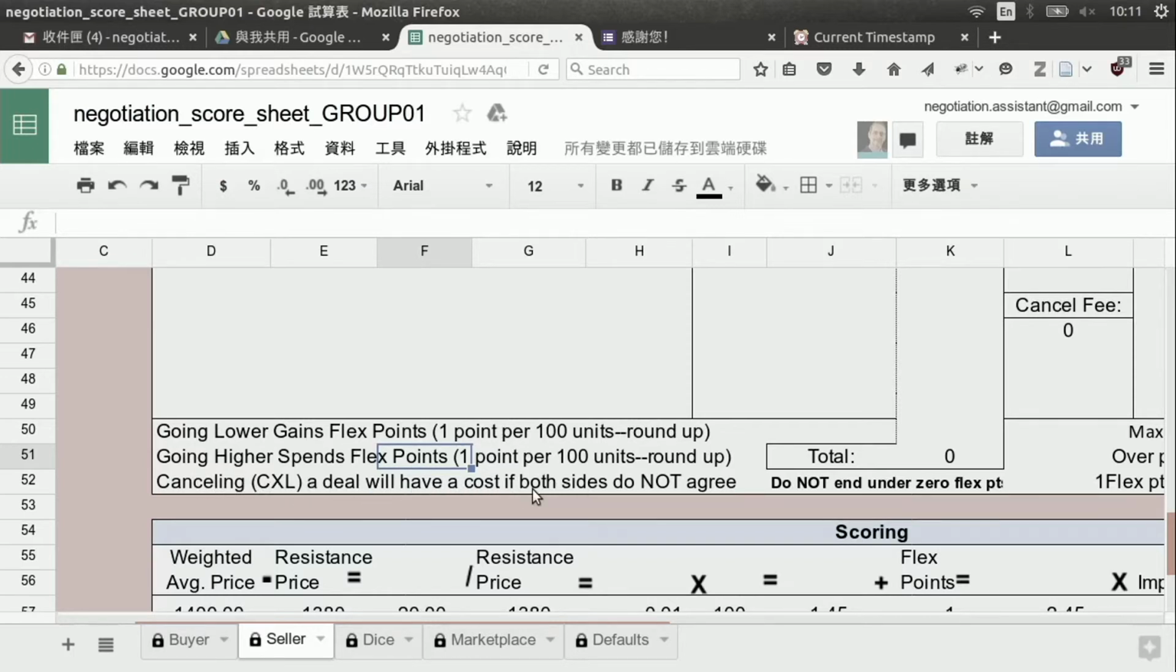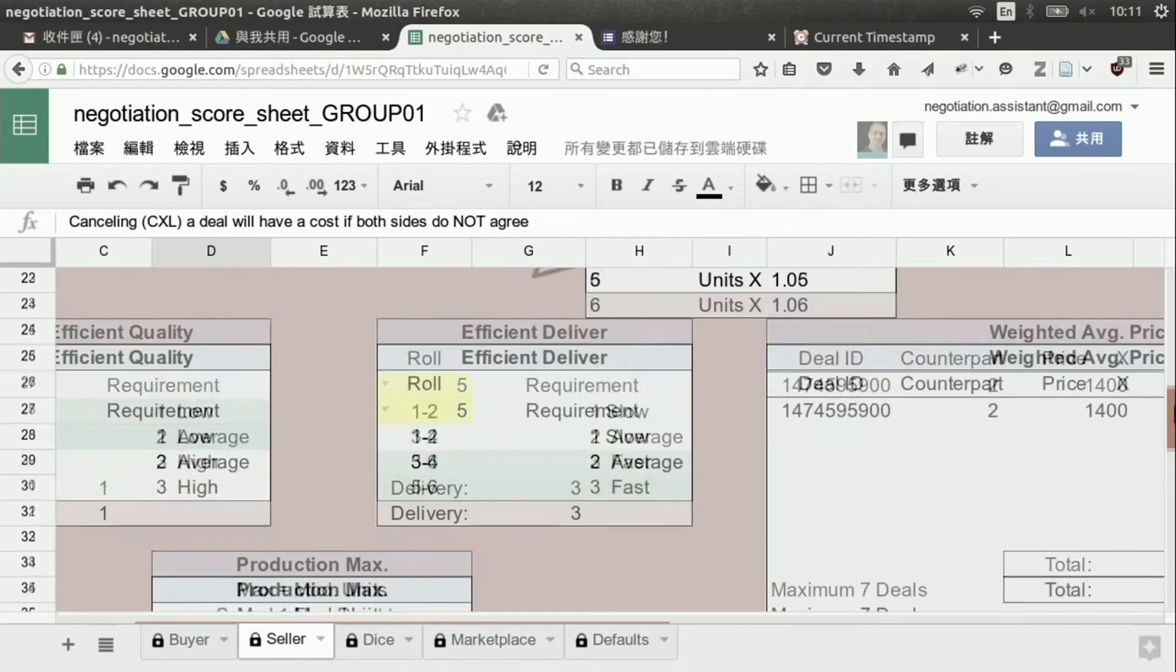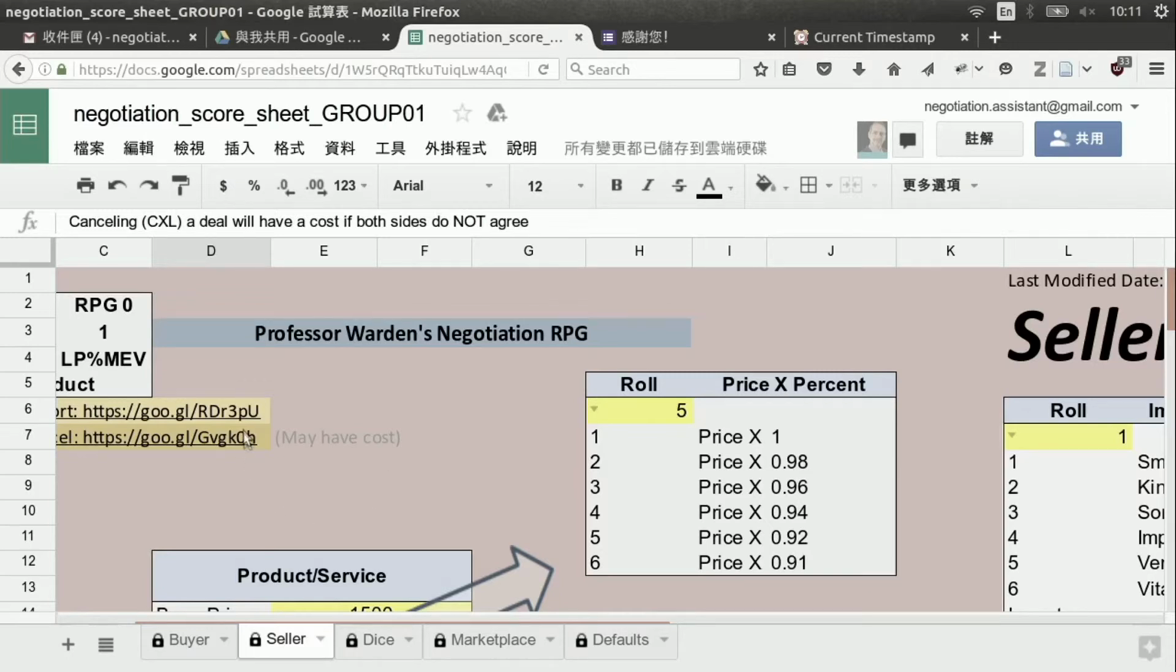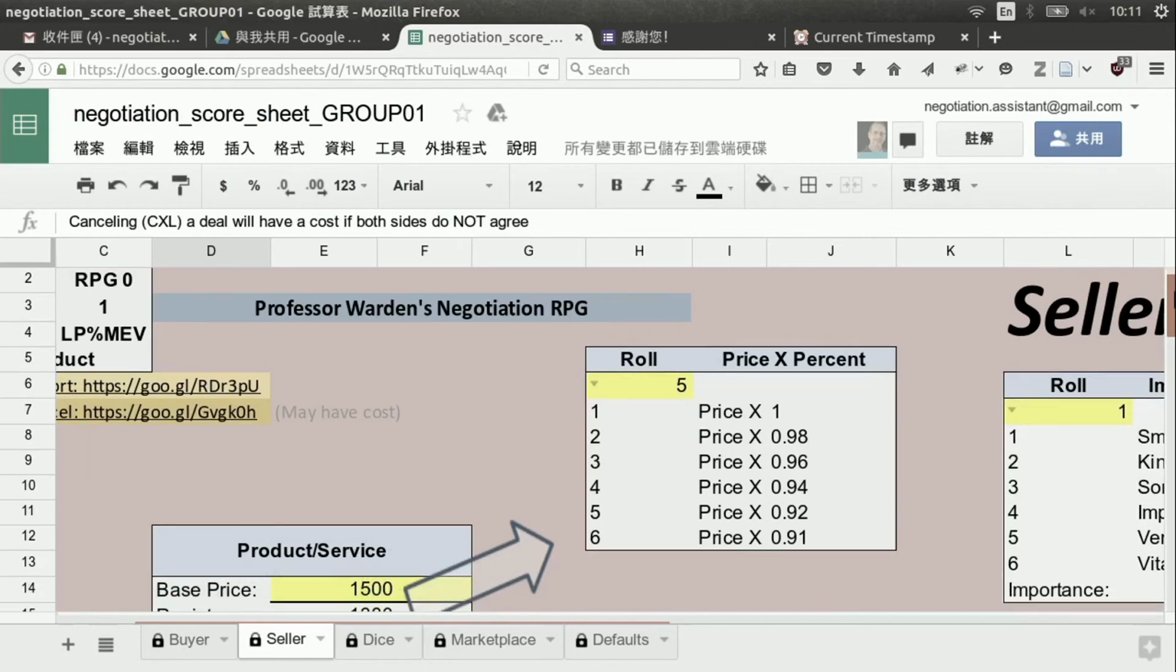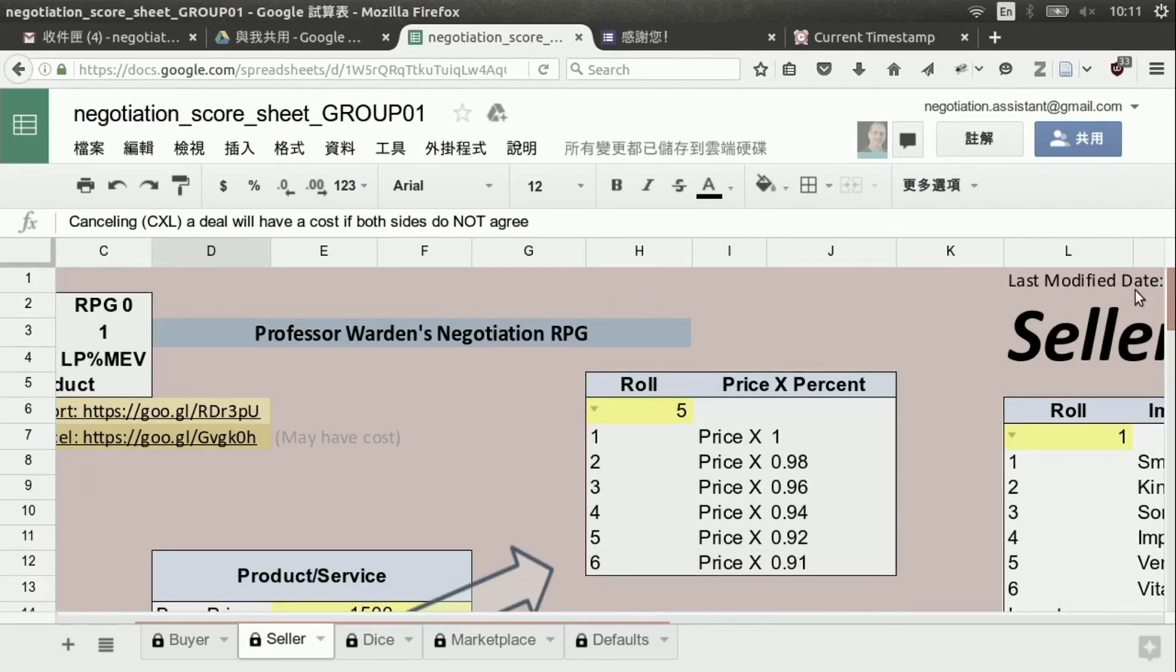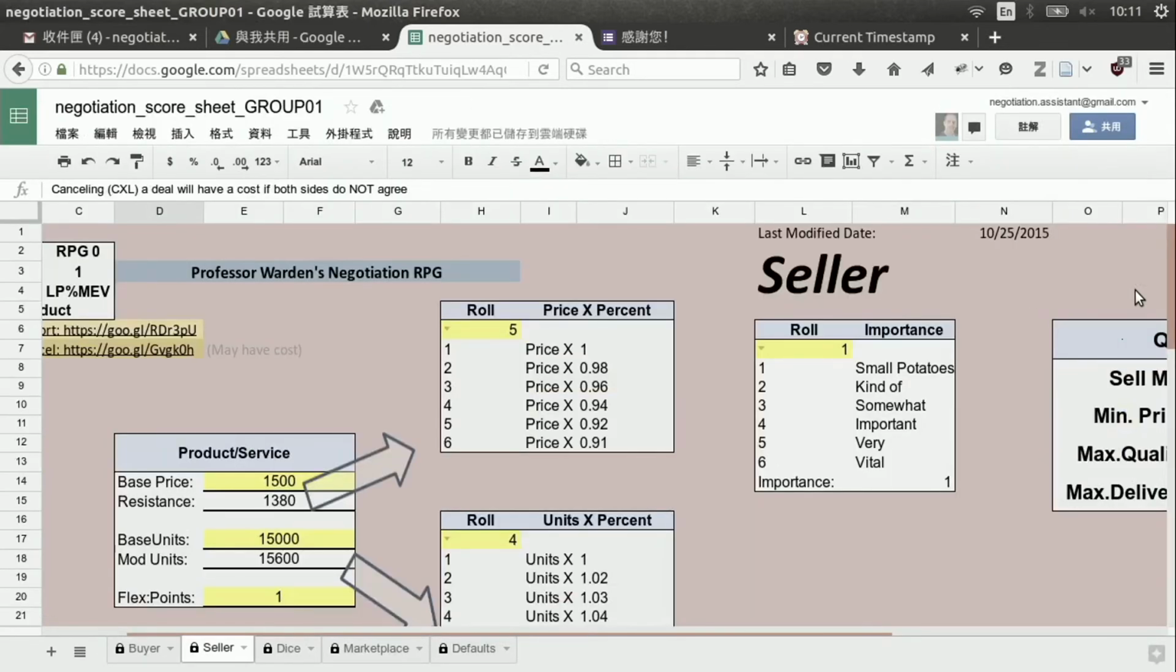Canceling a deal will have a cost if both sides do not agree. So we can cancel the deal. Well, how can we cancel? Well, we come right back up to the top and we push the cancel button here, and we're going to get another form to cancel the deal. But before we do that, let's look at our counterpart, because we've just looked at the group number 1 example, and that example was a seller.